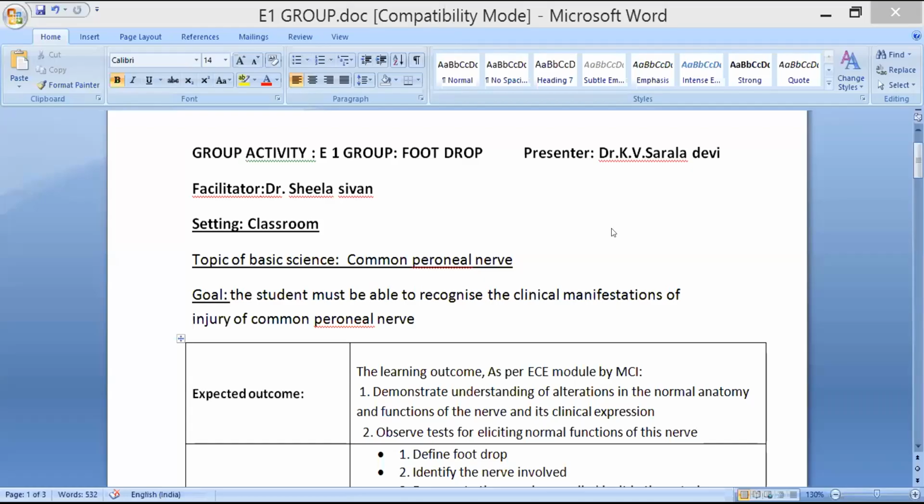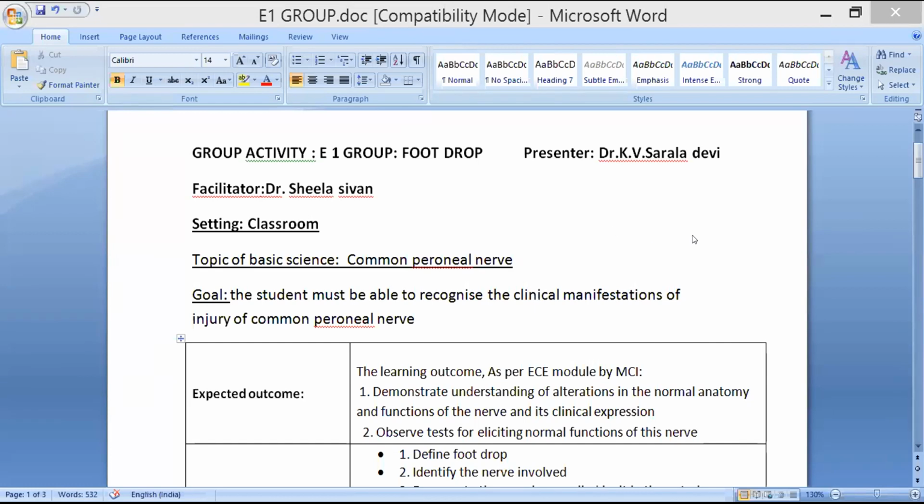Yes. Good evening, all. Myself, Dr. KV Sarla Devi, belonging to E1 group. And I thank my facilitator, Dr. Sheila Shiva, ma'am. The topic which was given is foot drop, which needs to be discussed in the classroom setting.